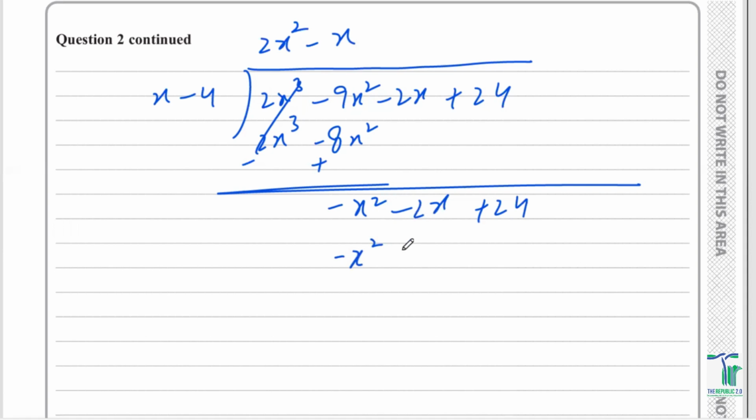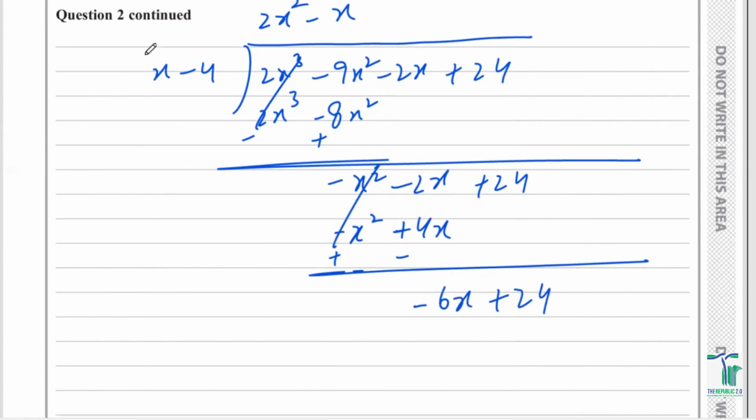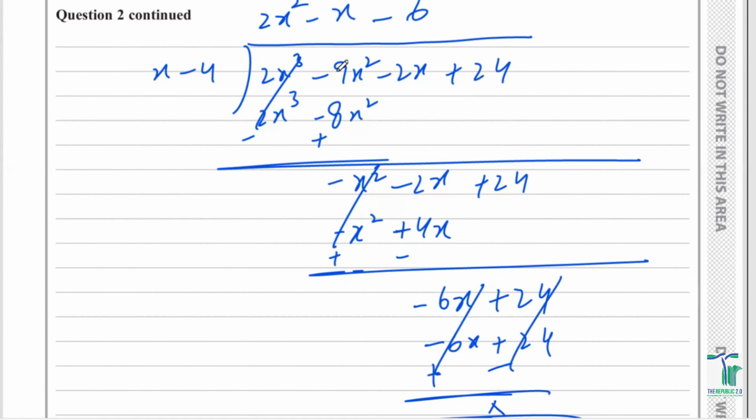Negative x times negative 4 has to be positive 4x. This positive is going to cancel them out. Negative over here would give you negative 6x plus 24. At the end of the day, you need to multiply that x minus 4 by negative 6, right? So negative 6 times x would eventually become negative 6x plus 24. And now you can simply cancel them out to have a 0 remainder. So that is how we've got the factorization of this expression.